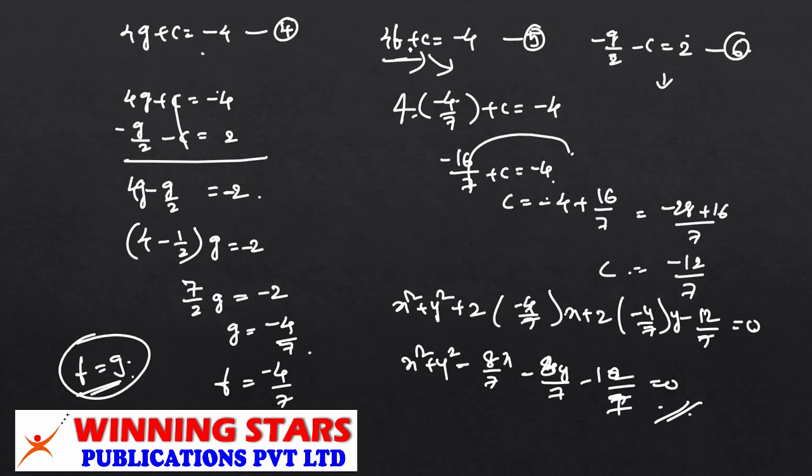So this is the answer. If you want to cross multiply, find the LCM, 7x square plus 7y square minus 8x minus 8y minus 12 is equal to 0 will come. So this is the final equation. Okay.